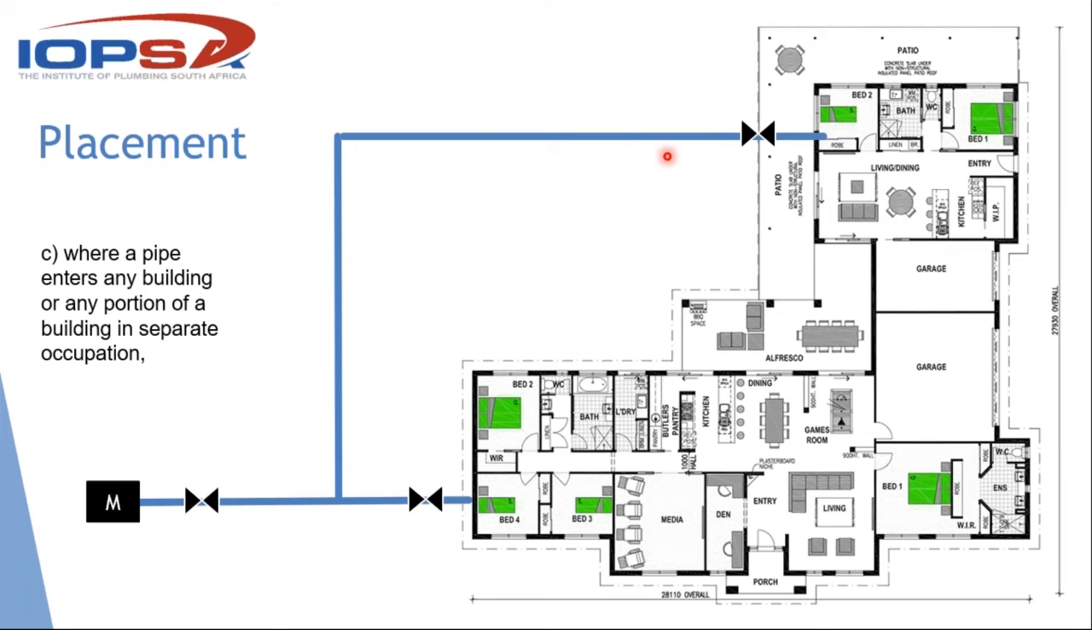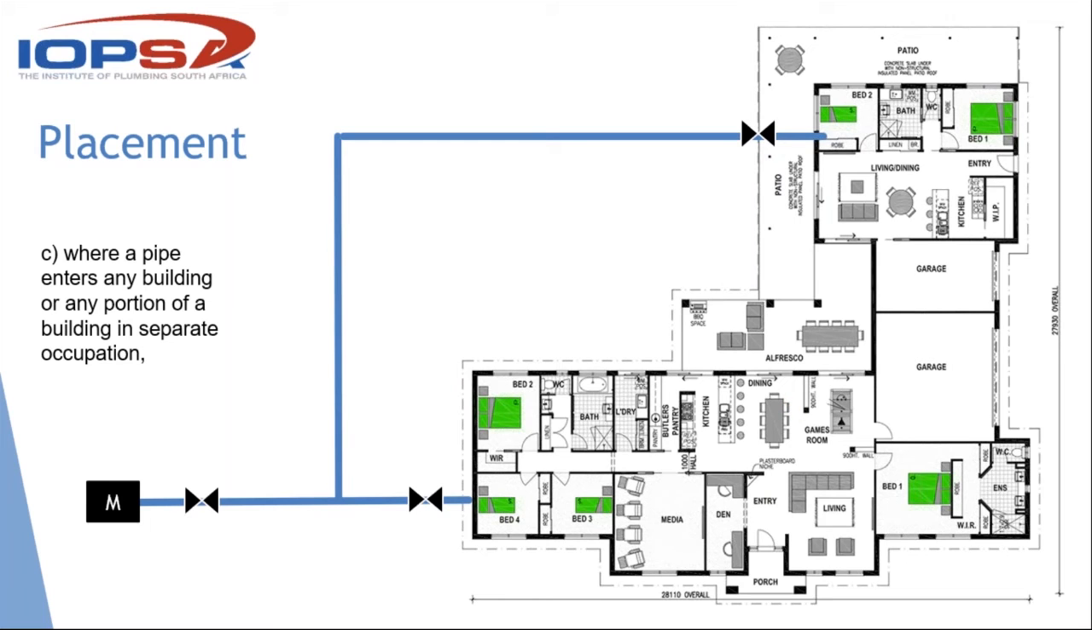But what is less obvious is a one home situation with, let's say, a granny flat. Each branch of that pipe that supplies each portion of this home with water needs a separate shut-off valve to the main one. You cannot just have this main one on the owner's side of the meter and say, oh, well, that's our main shut-off. No, it's clear. It says where any pipe enters a building or any portion of a building in separate occupation. So it's very clear that you need this additional shut-off valve there.